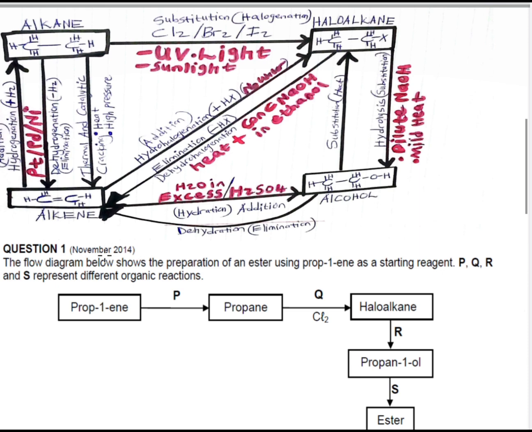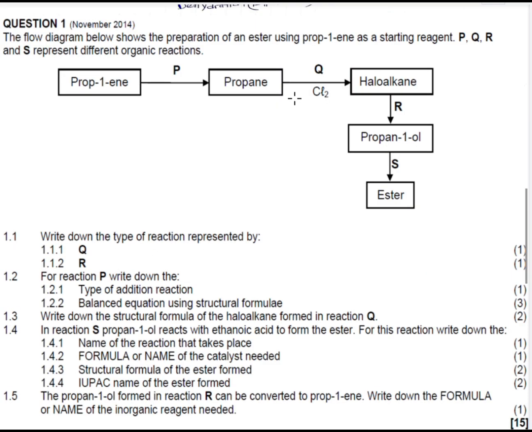We are going to do the November 2014 paper without wasting any time, guys. Question 1 says the flow diagram below shows the preparation of an ester. So we are preparing an ester using prop-1-ene. It means we are going to use prop-1-ene as our starting reagent. We're going to start with propene.